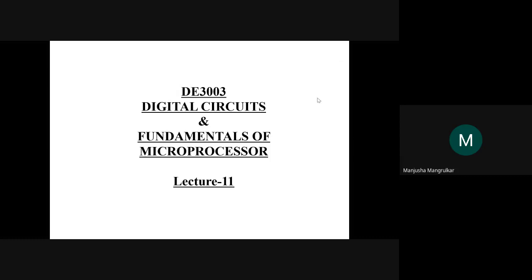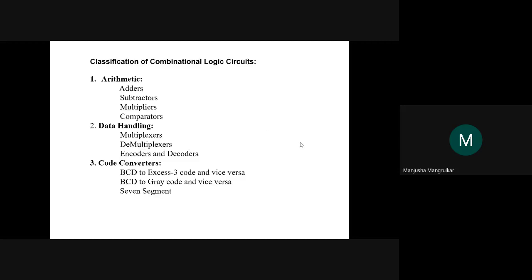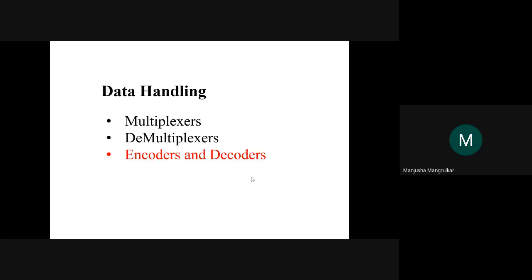Yeah, this is our 11th lecture of Digital Circuit and Fundamental of Microprocessor. Last lecture we started the combinational circuits. In the last two lectures, first we saw arithmetic circuits: adder, subtractor, multiplier, and comparator. Second, we saw data handling, that is the multiplexer and demultiplexer. Now, in this lecture, we are going to cover encoding: encoders and decoders.